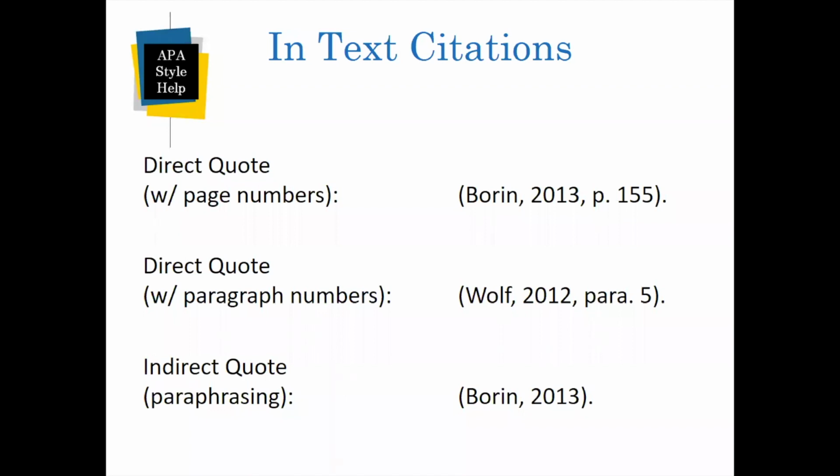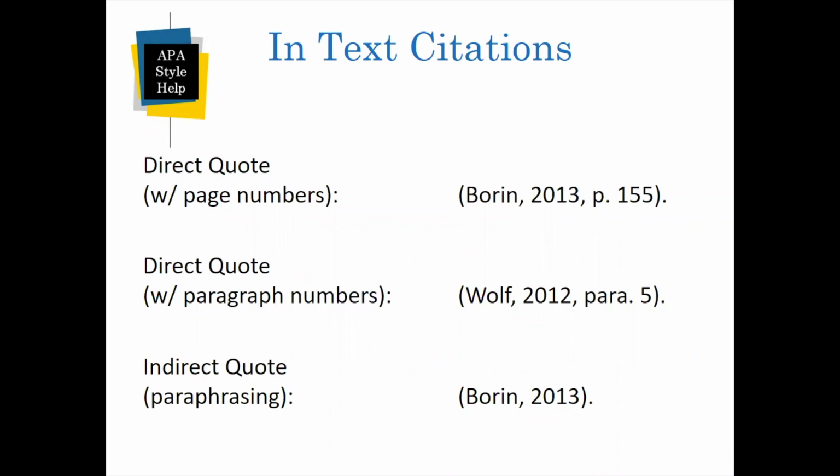APA citation style has 2 parts to it. The first you can think of as the references, which we talked about earlier. And now we have the in-text citations. These things work hand in hand. So in order to do in-text citations for a direct quote, with the page numbers, you include the author's last name, comma, followed by the year of publication, comma, p period, and the page numbers.